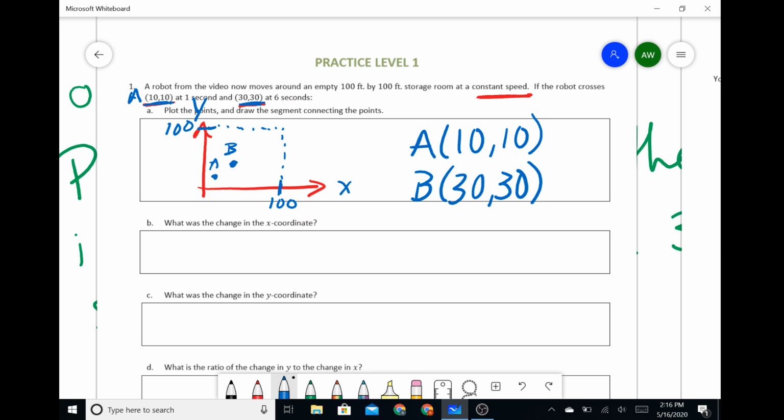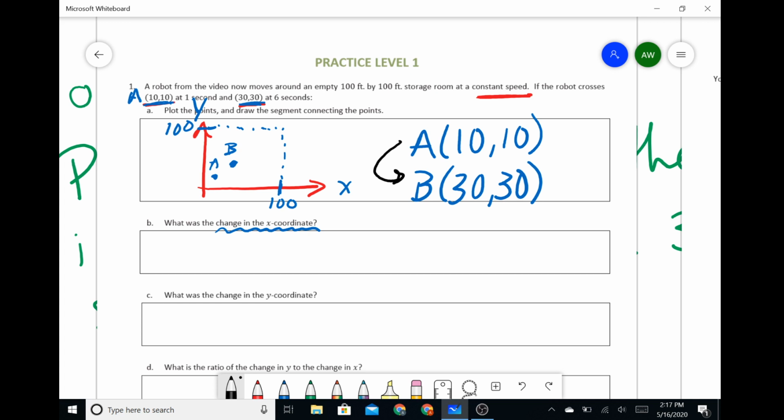Lovely. So when we're looking at the change in the x coordinate, what we're thinking about is when we went from A to B. Apparently, I can't use my green pen. That's fine. When we went from A to B here, how much did x change?